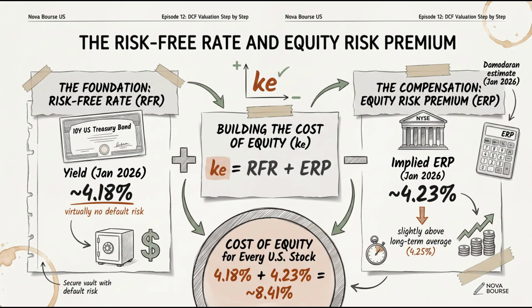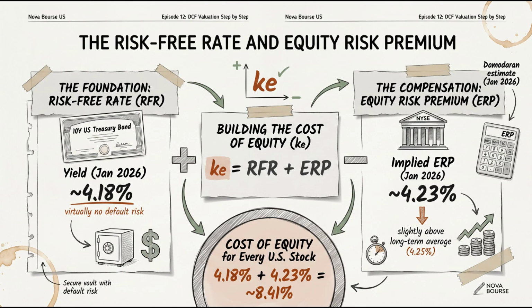For the risk-free rate, we use the yield on the 10-year U.S. Treasury bond, which stood at approximately 4.18% at the start of January 2026. This represents the return investors can earn with virtually no default risk. The equity risk premium is the extra return demanded for holding stocks instead of treasuries.